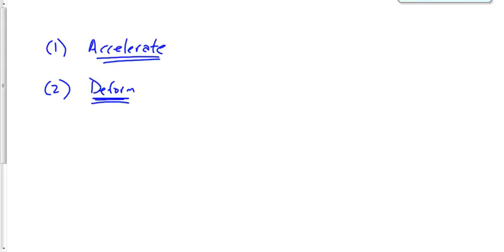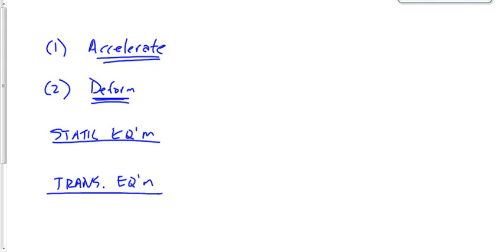All right. We talked about two more terms. One was static equilibrium, and the other one was translational equilibrium. Who remembers what the term equilibrium means? That's where we got to start with this, right? Equilibrium means, Matt? Balance, good.